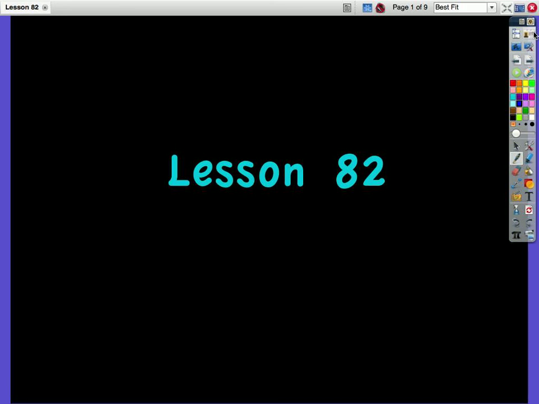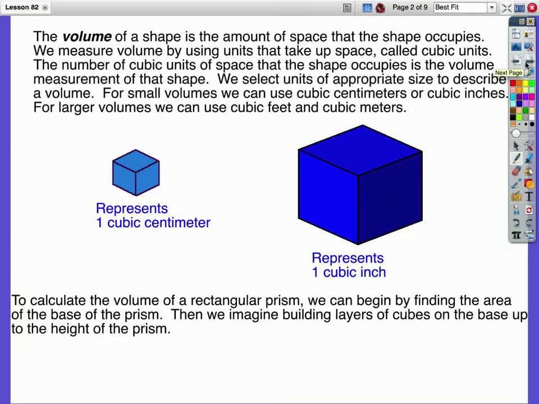For lesson 82, we're going to talk about volume of a rectangular prism. So the volume of a shape is the amount of space that the shape occupies. So the whole amount that's inside. We measure volume by using units that take up space called cubic units. The number of cubic units of space that the shape occupies is the volume measurement of that shape.